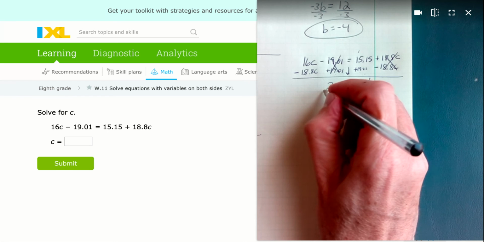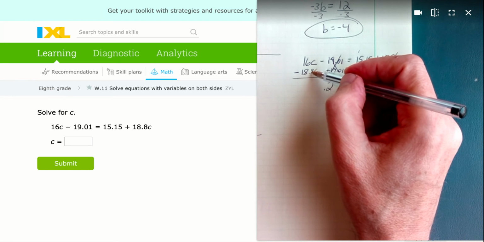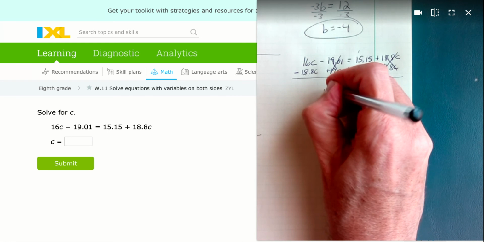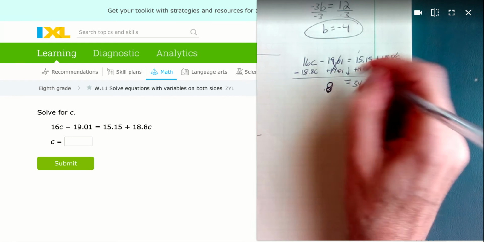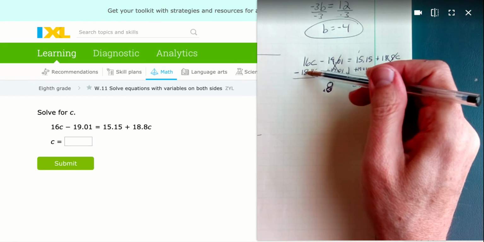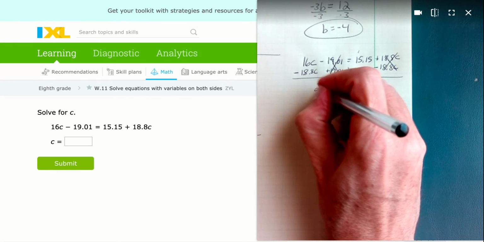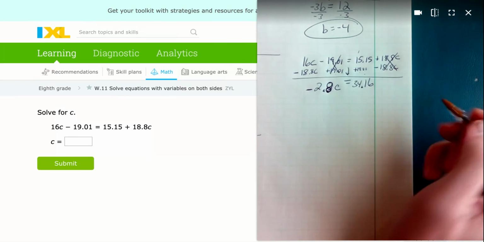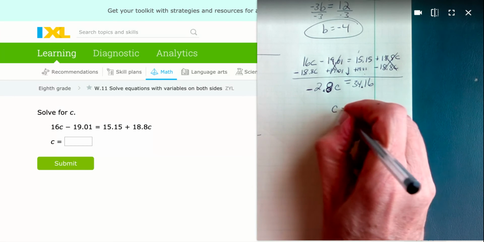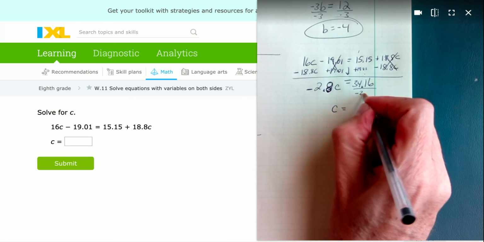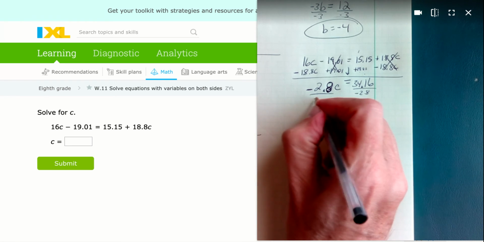Again, you can grab a calculator by all means if you need to do that. So actually, it's not going to be that. It's going to be, see, I even struggle a little bit to do it in my head. I recommend writing things down. 8 minus 0, 8 minus 6 is 2, and the larger number was negative, so it's a negative 2.8c. And now c is equal to whatever 34.16 divided by a negative 2.8 is.